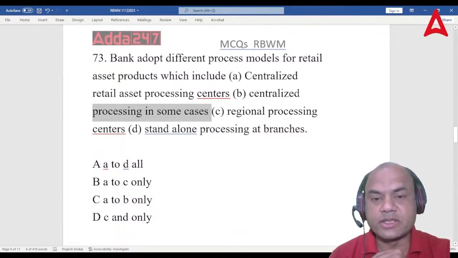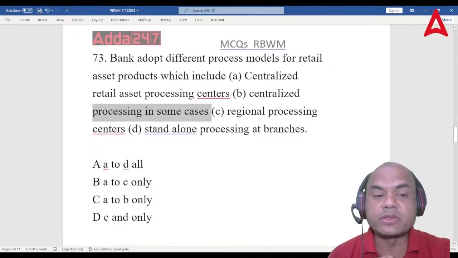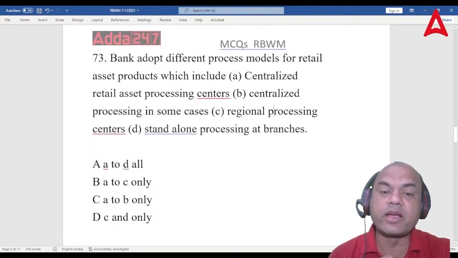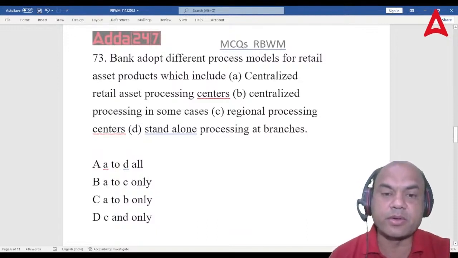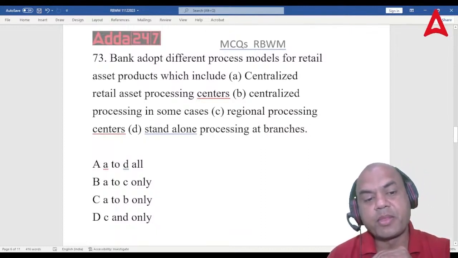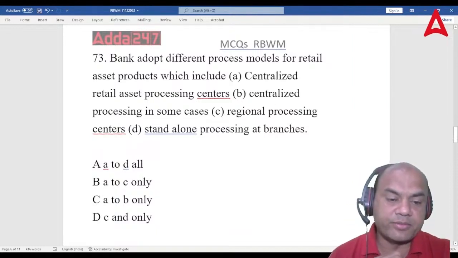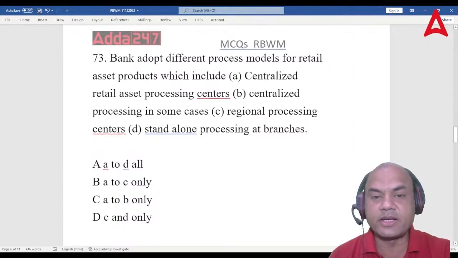Centralized asset processing, then centralized processing in some cases. Regional processing center. Regional means we have various regions, north, east, west, south, and there are certain processing centers. Standalone processing at branches means at the branch level. What is the answer? A to D all, A to C only, A to B only, or C and D only. What should be the answer over here?